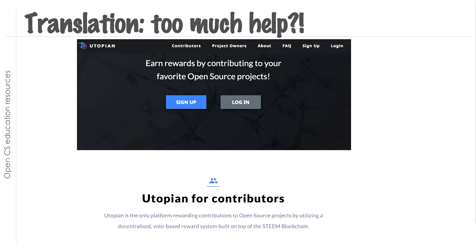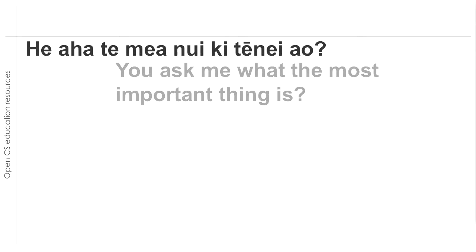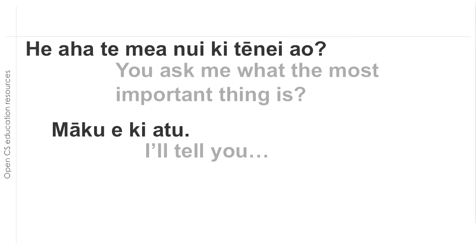So, time's running out, but one of the big themes we have, I'll finish with a whakatauki, a Māori proverb, which actually captures a lot of what this whole work is about, this mahi, which is "he aha te mea nui ki tēnā ao". You ask me what's the most important thing, you may have heard this. "Māku e ke atu", I'll tell you. Does anyone know what the most important thing is? He tangata, which is people. There's actually three things. The next one is he tangata, and the third one is he tangata.